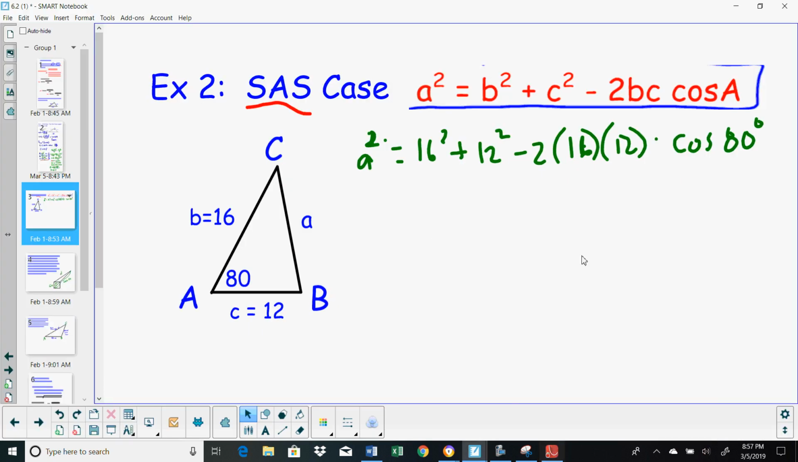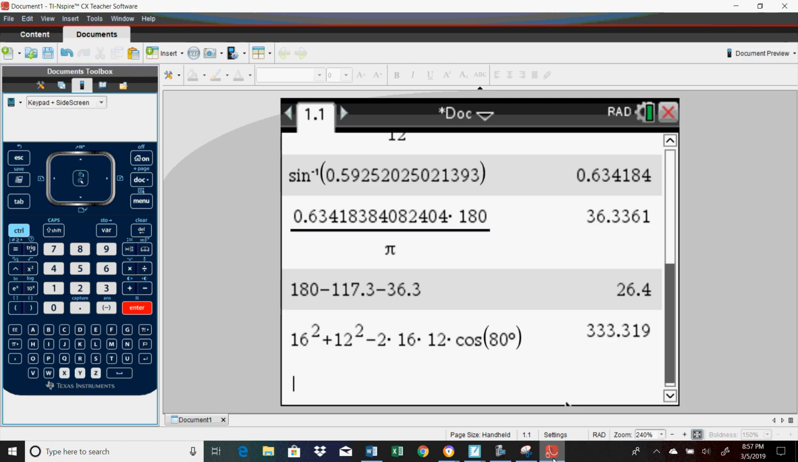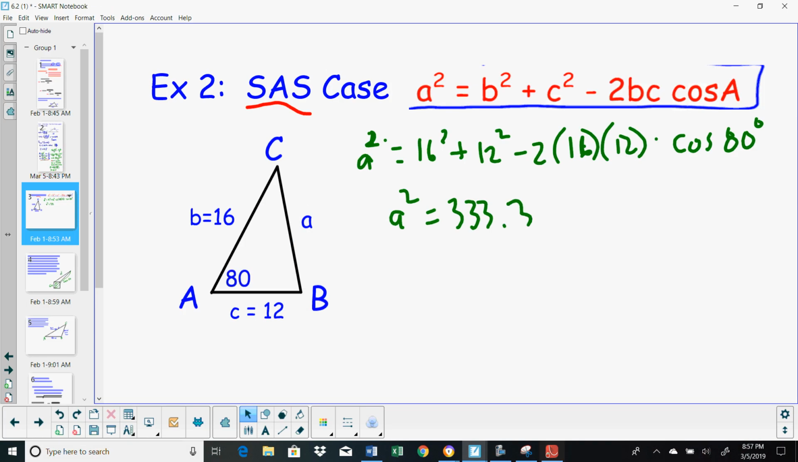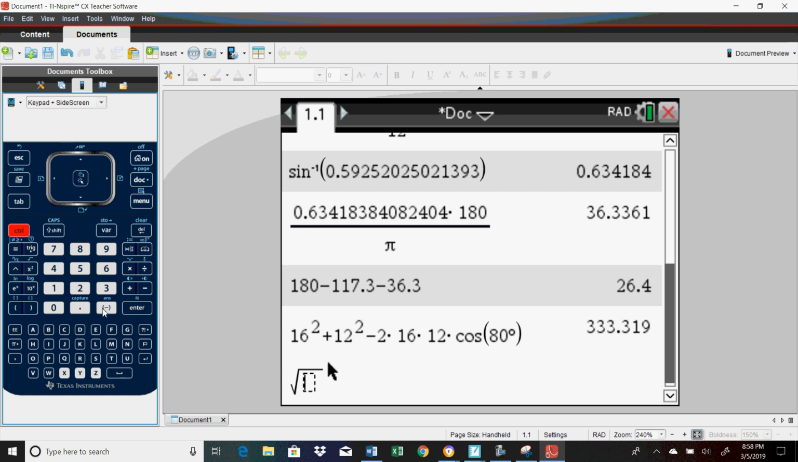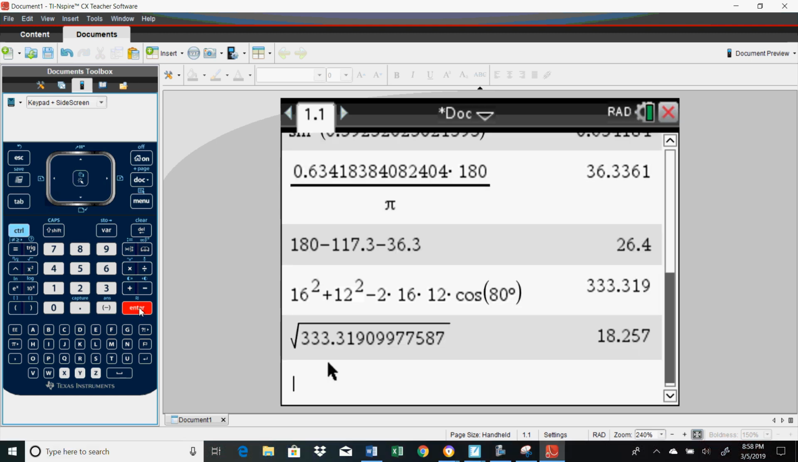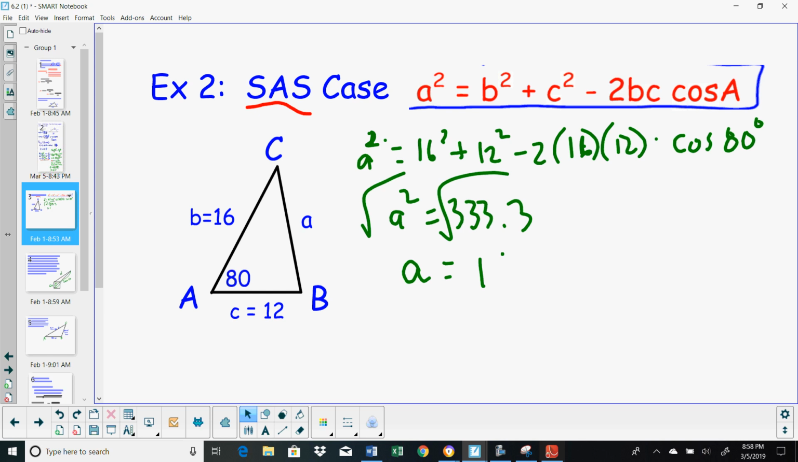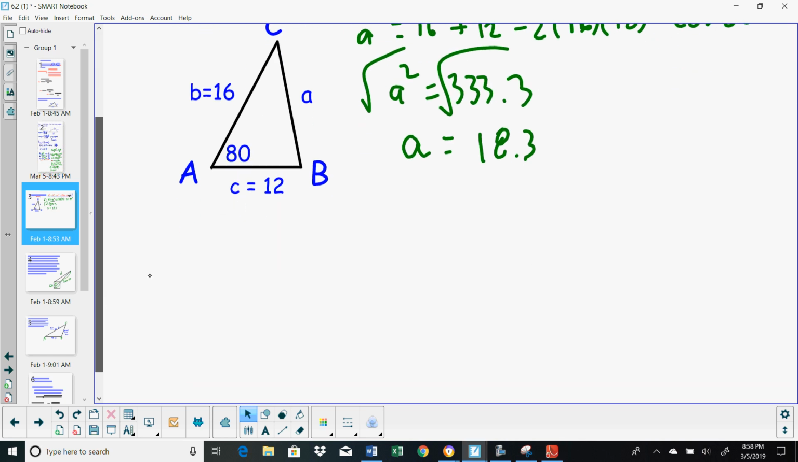But remember, that is A squared. So A squared turns out to be about 333.3, and then I just need to take the square root of both sides, and I end up getting A equaling what? Let's see, so I'm going to take the square root of that answer, and I'm getting 18.3 if I'm rounding to the tenths place. So A is 18.3.